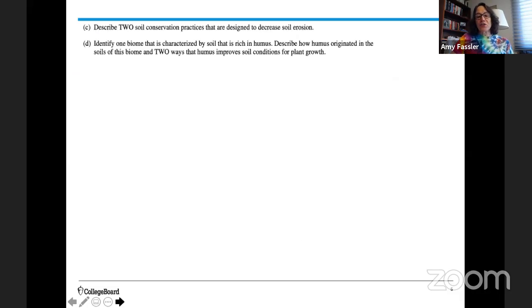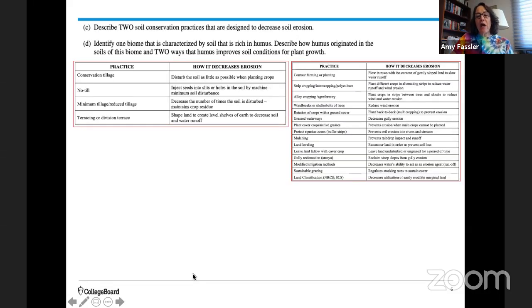Letter C was to describe 2 soil conservation practices to decrease erosion. Again, you're going to really dig into this a little bit more tomorrow, so I'm just going to give you a second to look at that, and you'll go back and review that more in sustainable agriculture tomorrow.